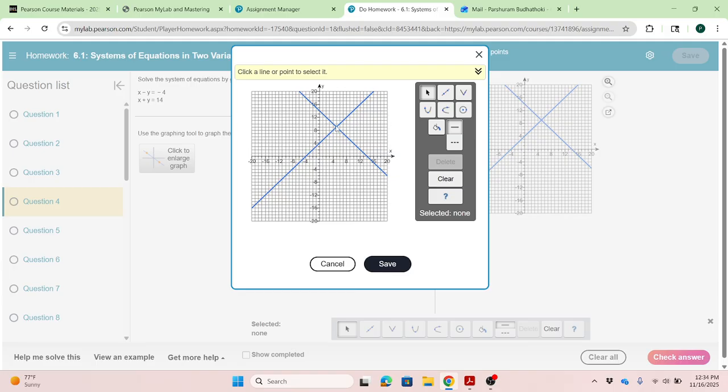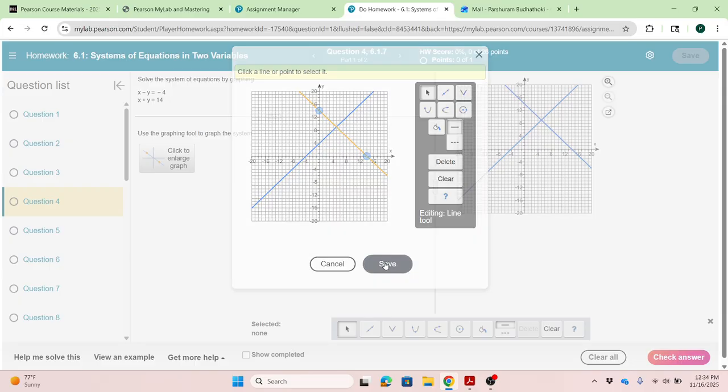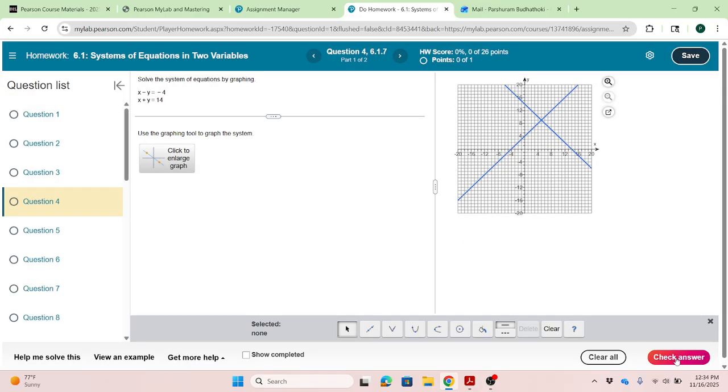If you look at here, as you can see, the point is 5 comma 9. Yes, it's 5 comma 9. This is 5 comma 9. So the solution is 5 comma 9.